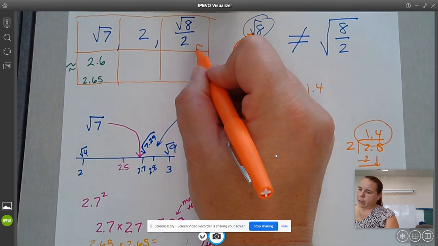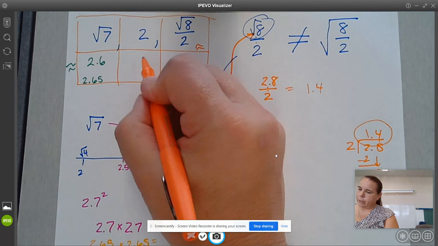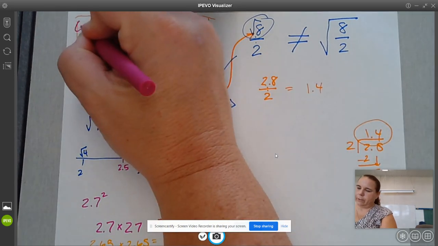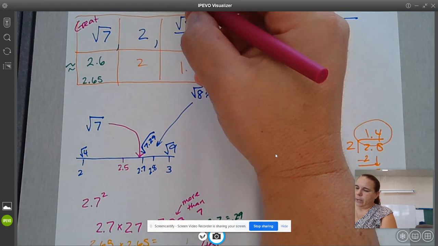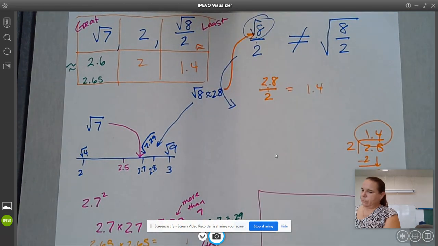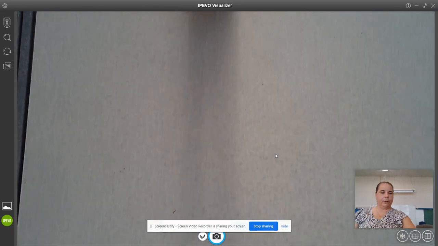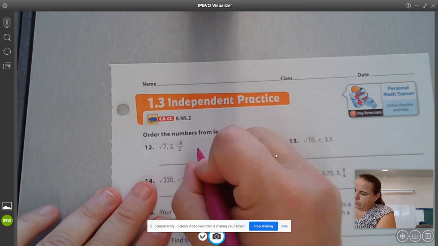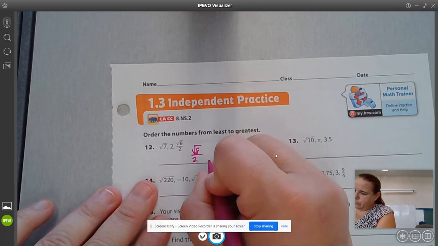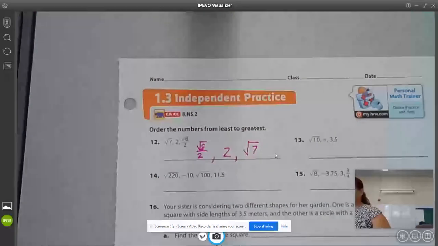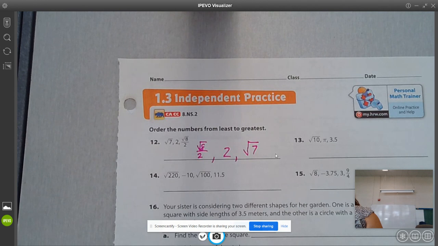So I can approximate this to 1.4, and here is 2. And so we can see now that this is the greatest and that this is the least. If we're going to order them from least to greatest, then you would have the square root of 8 over 2, 2, and the square root of 7. Okay? All right.